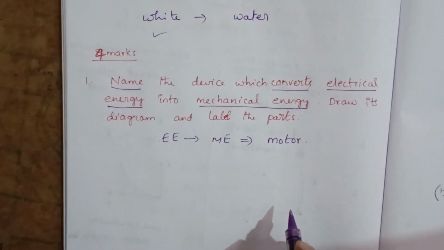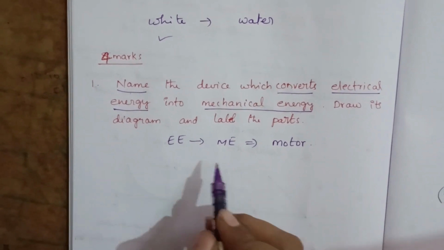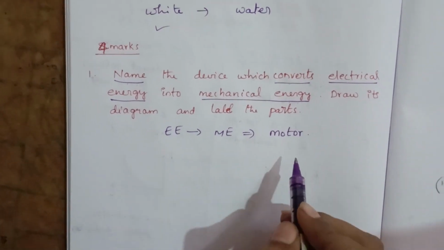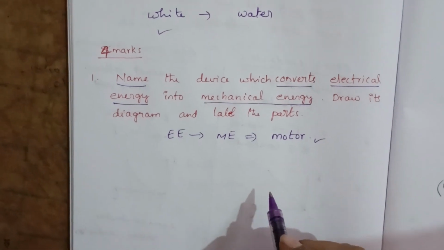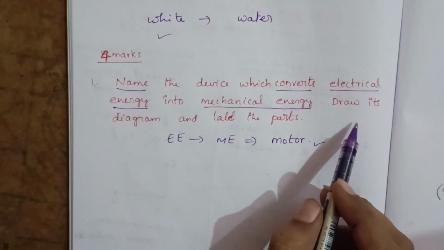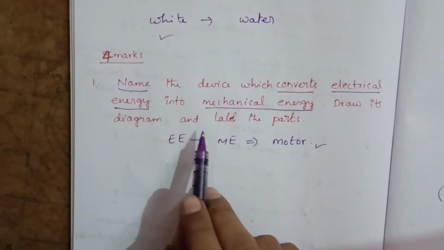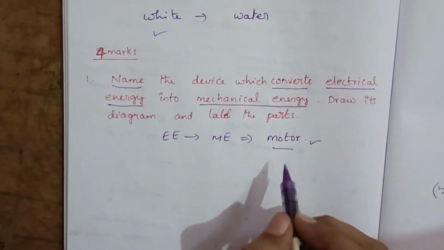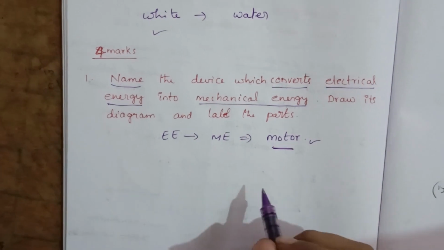Electric motor. We will give electrical energy. With this it will rotate. Then it becomes mechanical energy. So it is a motor. Now draw its diagram and label the parts. We should draw the diagram of the motor and we should label its parts.